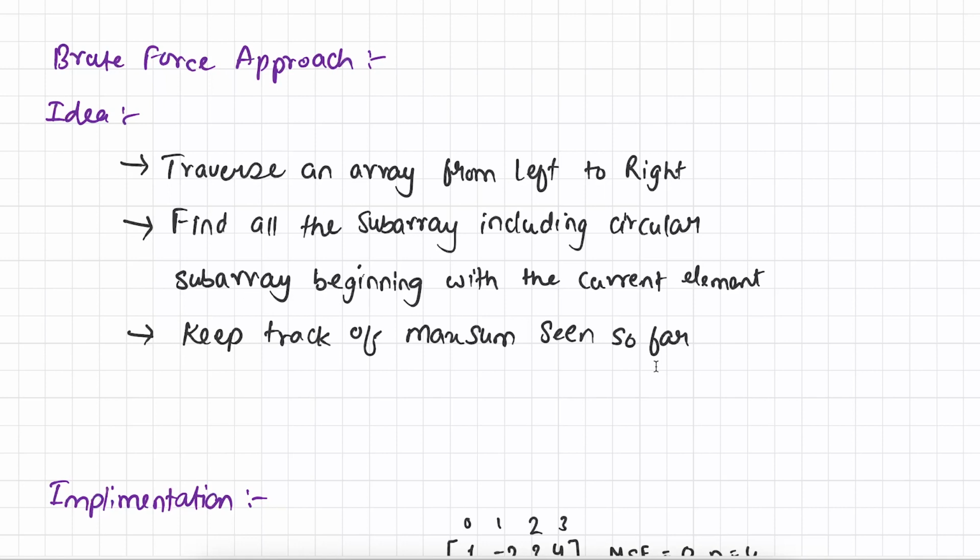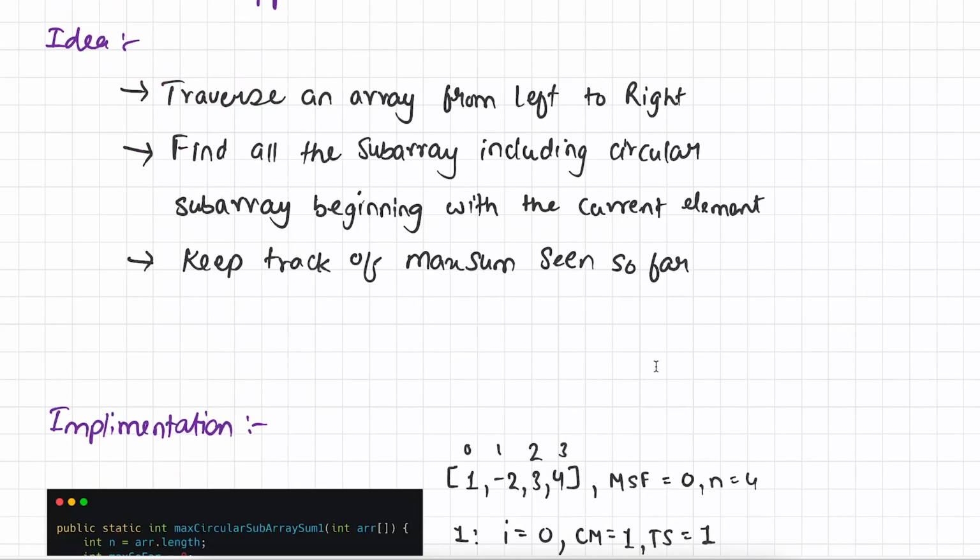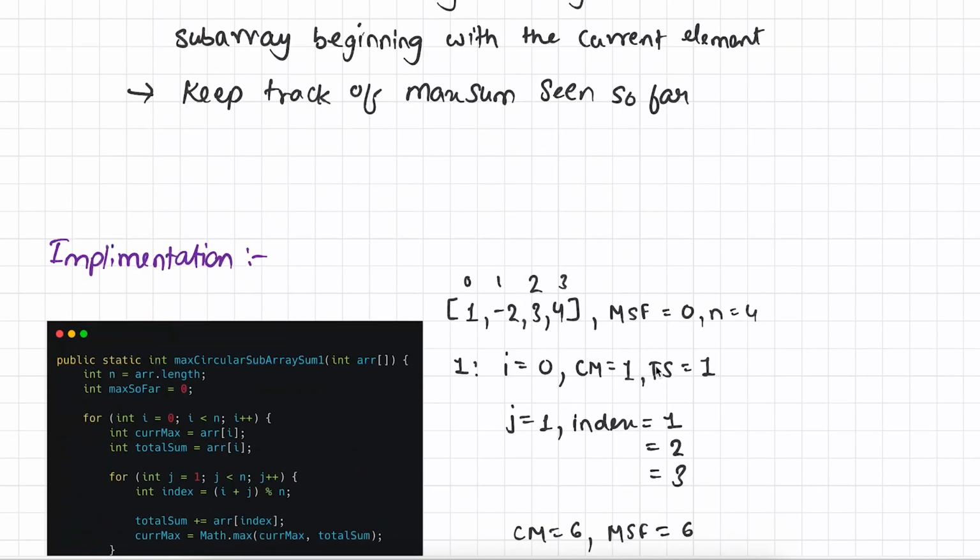So now let's see the brute force approach to solve this problem. The idea of the brute force approach is simple. Traverse the array from left to right and find all the subarrays, including circular subarrays, beginning with the current element. And while traversing, keep track of the maximum sum we have seen so far. So this is the basic idea. Now let's see the implementation of this basic approach.